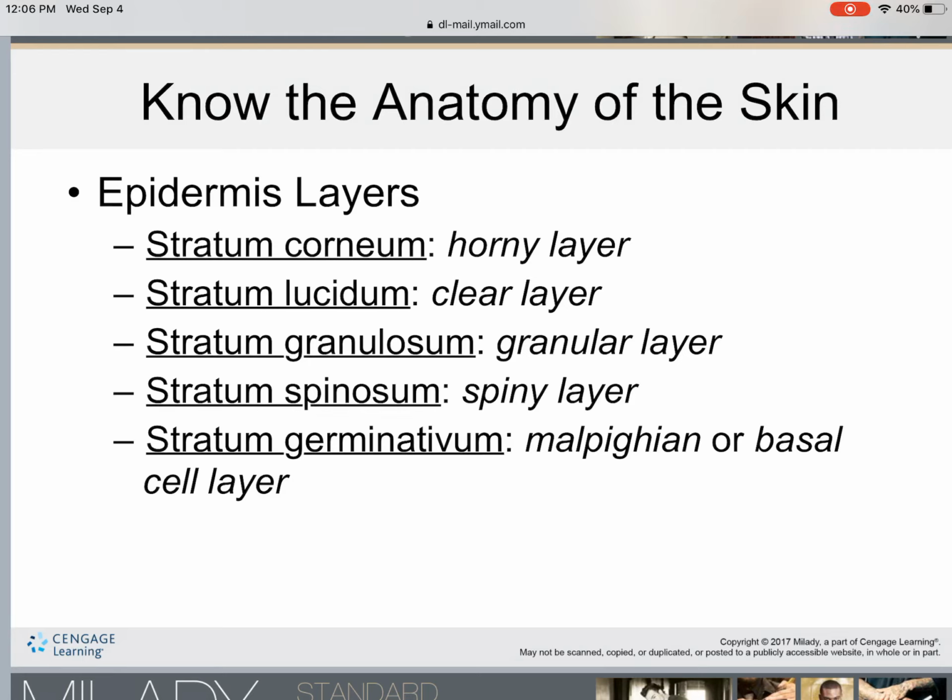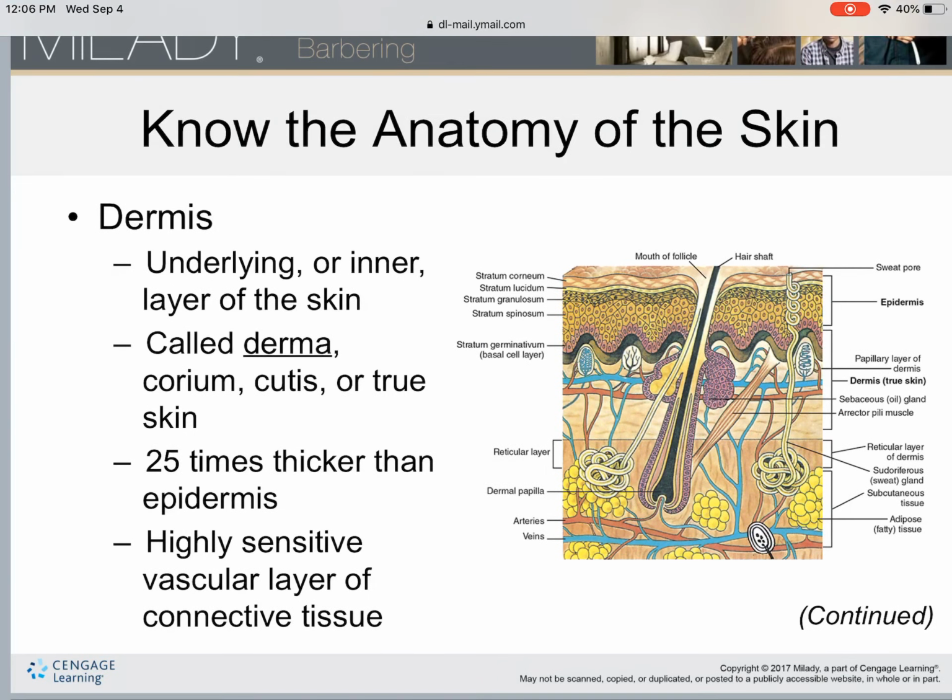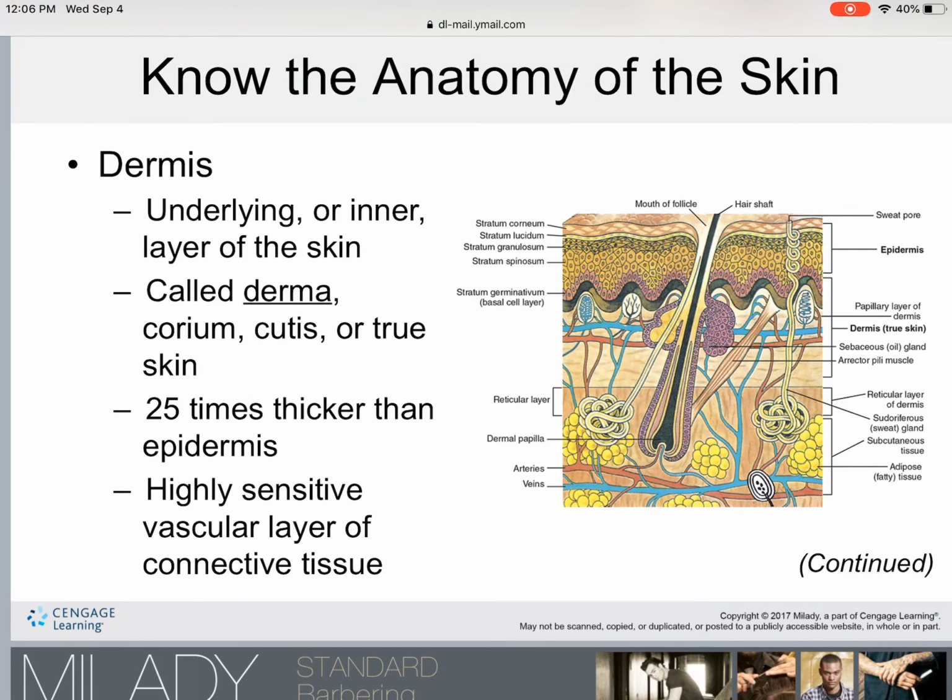Okay, so let's review. The five layers of the epidermis: the corneum, lucidum, granulosum, spinosum, and germinativum. Those, in that order, are in the epidermis. Under your epidermis, which is the outer layer of the skin, is the dermis. We also call the dermis the derma, corium, cutis, or true skin.